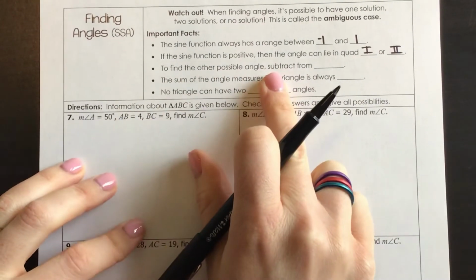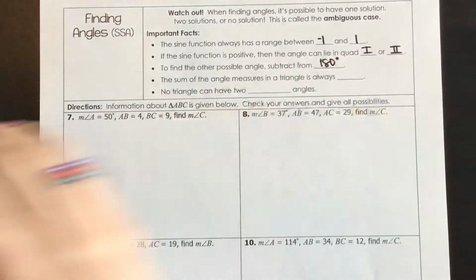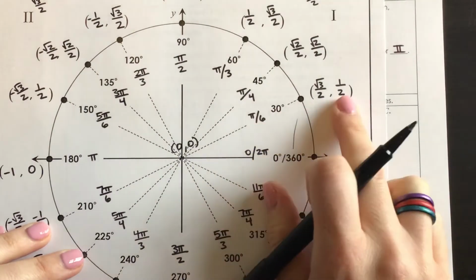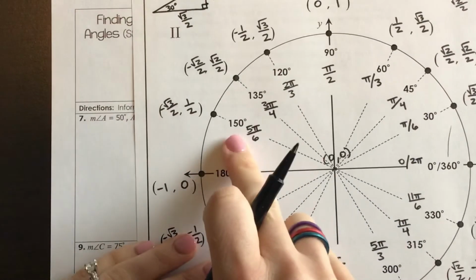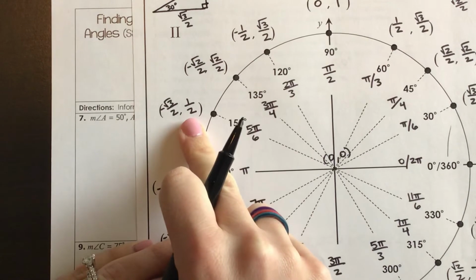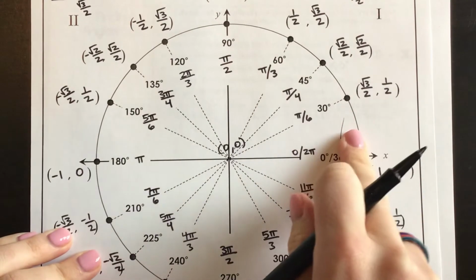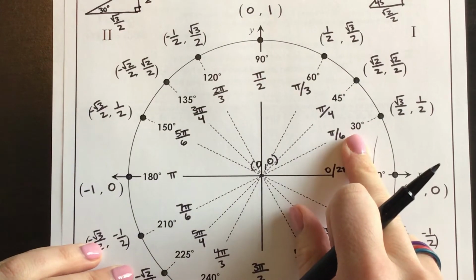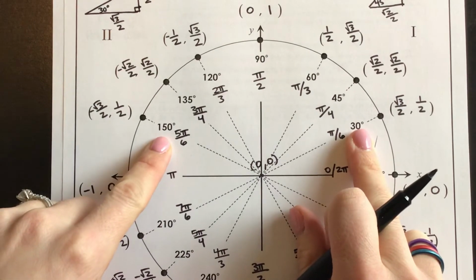To find the other possible angle, subtract from 180 degrees. So I'll reference something that we talked about in our last video. If we look at 30 degrees, for instance, the sine of 30 degrees is 1/2, but we also mentioned that 150 degrees has the same exact value, but your calculator is automatically going to give you the easier one, the lower one that's in quadrant 1. So if you find 30 as one possible angle, do 180 minus 30, and you get the other possible one.